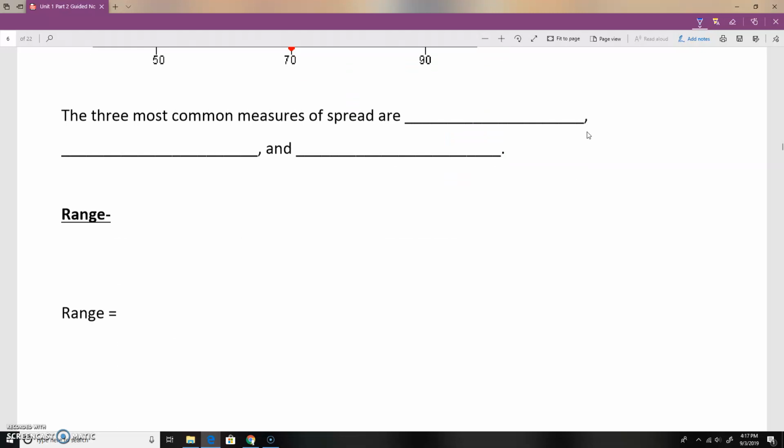So the three most common measures of spread that we're going to look at are range, IQR, which is interquartile range, and standard deviation. Okay, first one we're going to look at is just range.